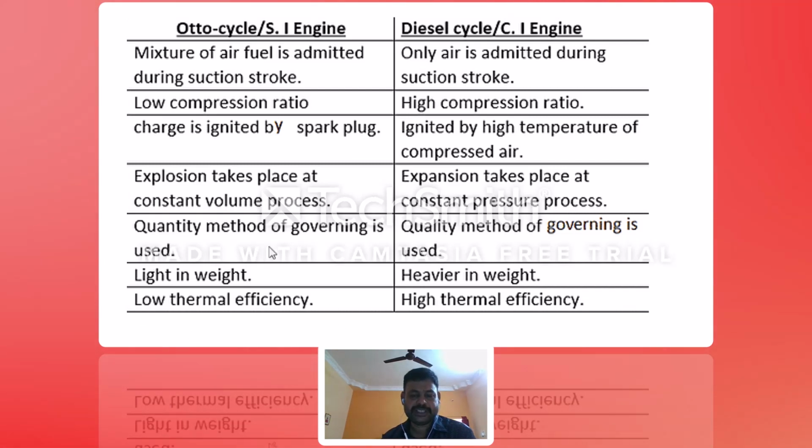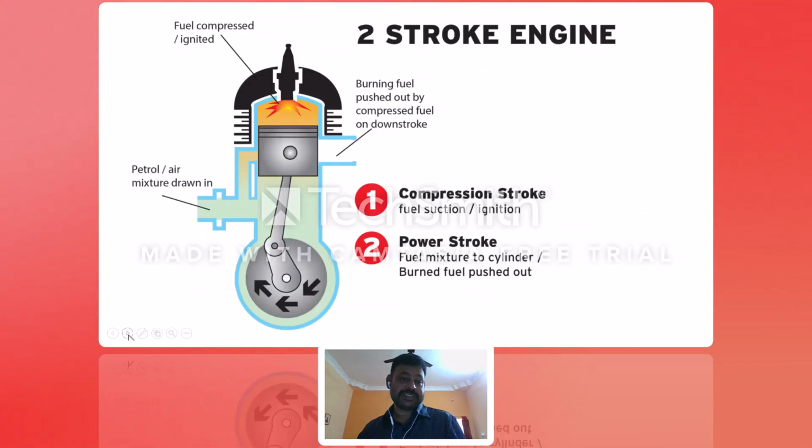The quantity method of governing is used here; the quality method of governing is used here. Generally, this is a lightweight engine, and this is a heavyweight one. Generally, the Otto cycle and spark ignition engine generate low thermal efficiency, whereas diesel and compression ignition engines give high thermal efficiency.